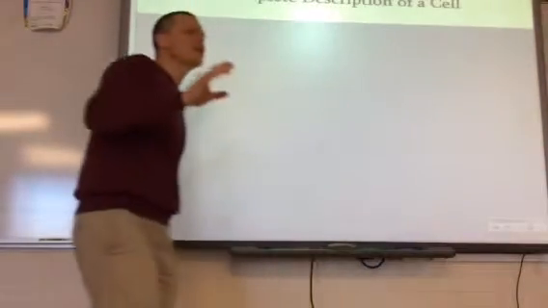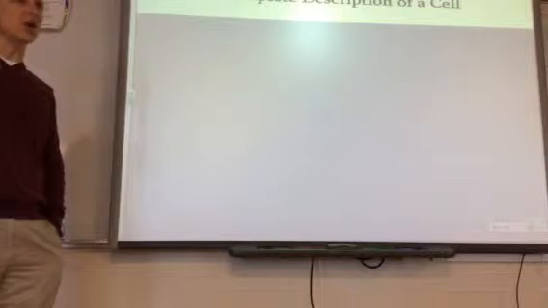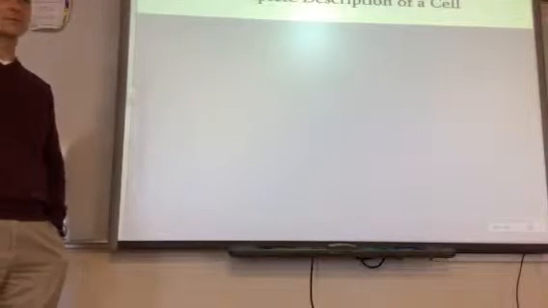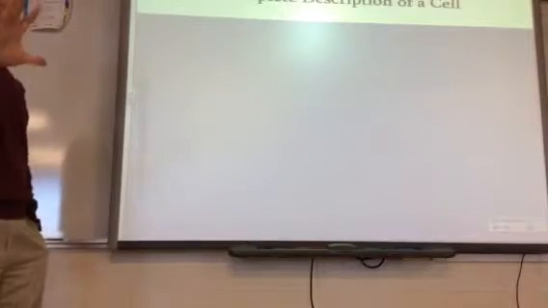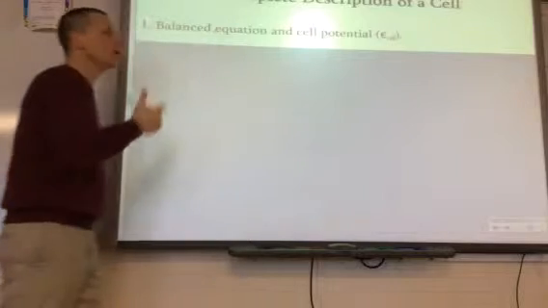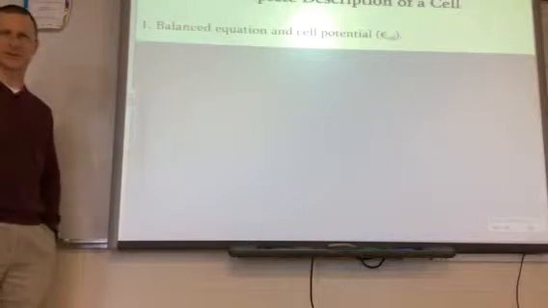Okay, now the next 2 slides are going to take us through all the things that we need to know about describing a cell. There's 5 things. And the first, very simple, we need a balanced equation, and you'll have to come up with a cell potential from the table.